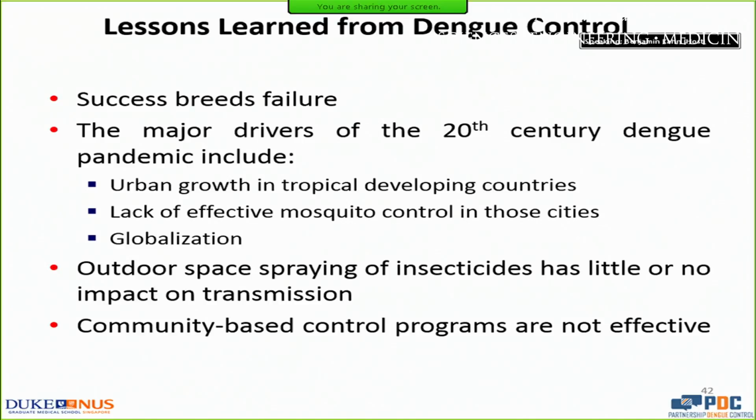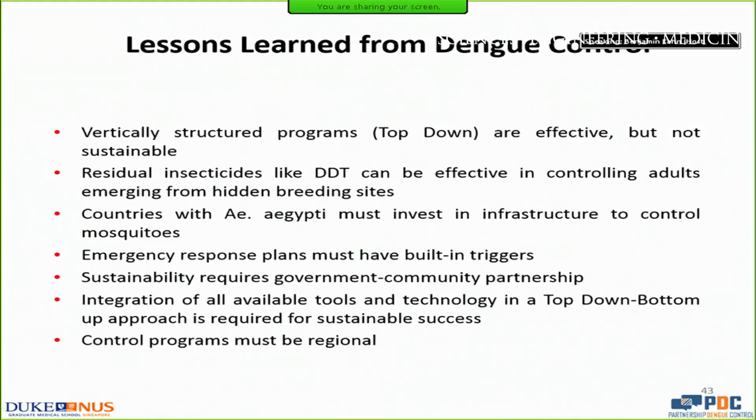So why did we fail after this program ended? Well, the major drivers were urban growth in these tropical locations, the lack of effective control, and then globalization continues to move viruses, people, and mosquitoes around the world. Aedes albopictus, for example, was introduced in the United States just 30 years ago. The outdoor space spraying, our mainstay control method here in the U.S., doesn't work for Aedes aegypti, and the community-based programs on their own have not been effective and sustainable.